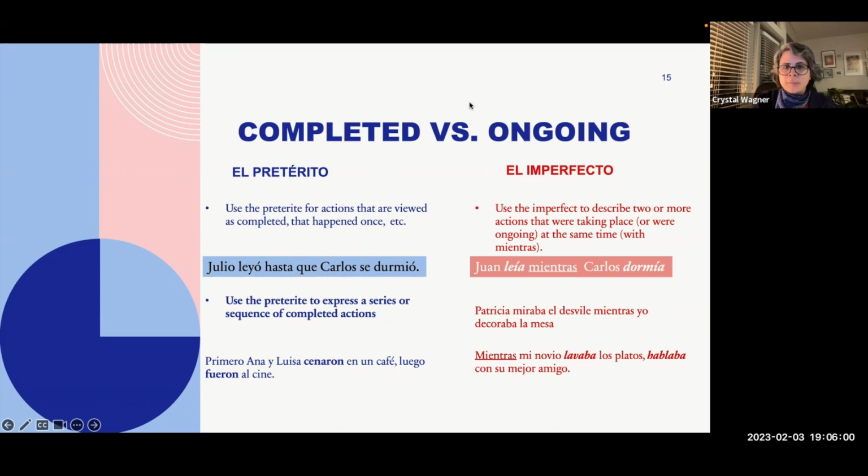So both of these are in the past. And let's see here. Let me see if I can draw this.